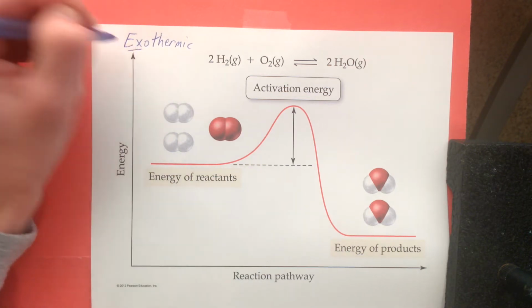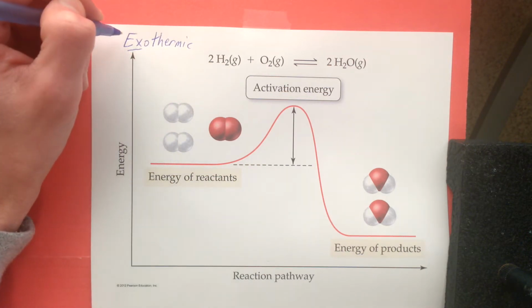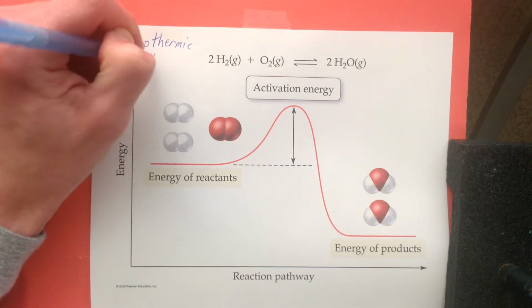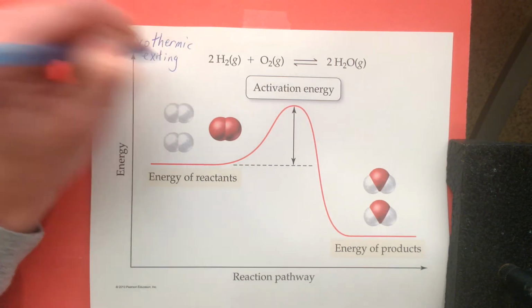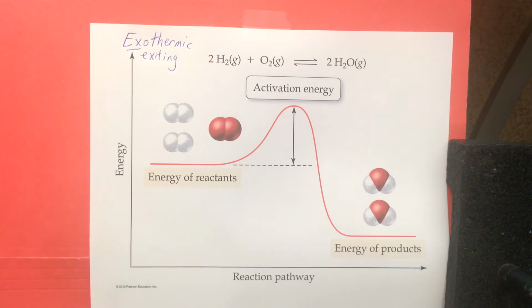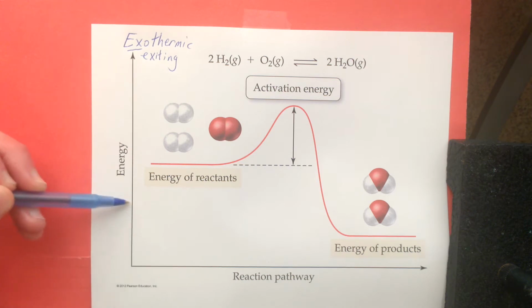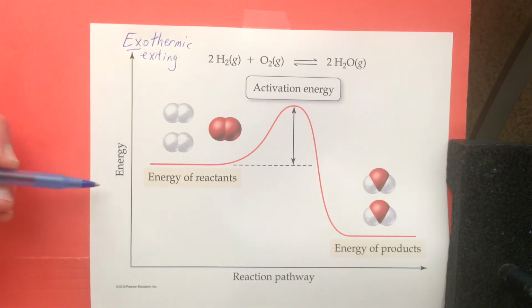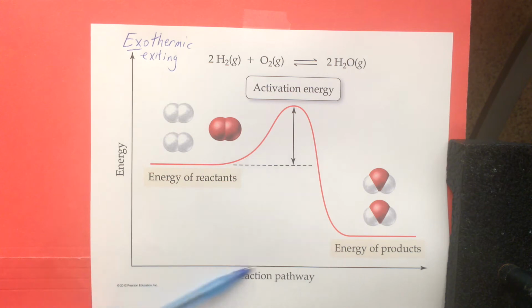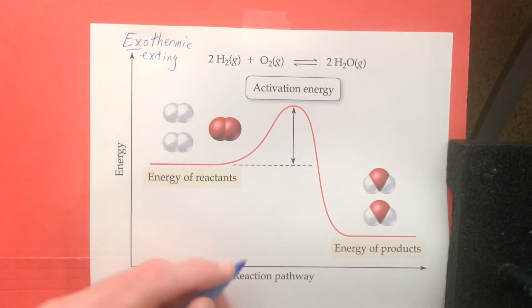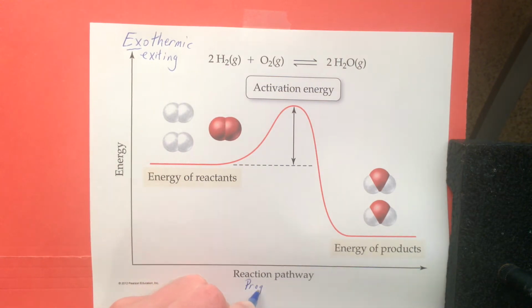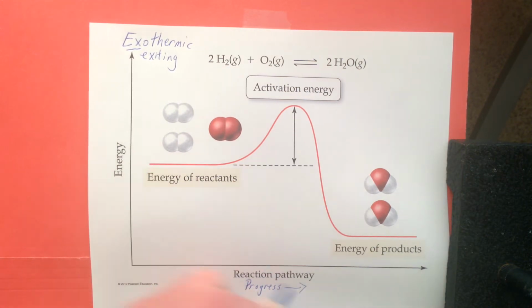And how I remember this is exothermic sounds like exiting. So energy, heat, is exiting the system and being released. What an energy profile diagram does is it has a y-axis that's just listed as the energy, and sometimes you'll see numerical values labeled on the axis. And then you have what they call a reaction pathway or reaction progress. Sometimes they'll just have the words reaction progress written down here.